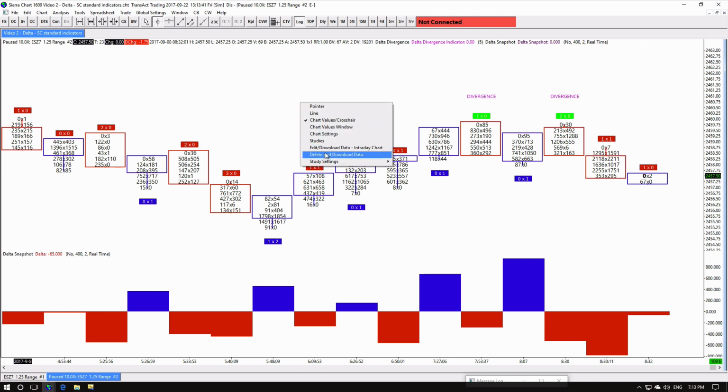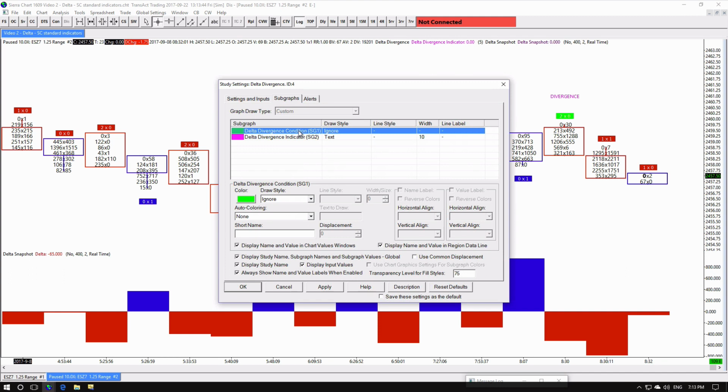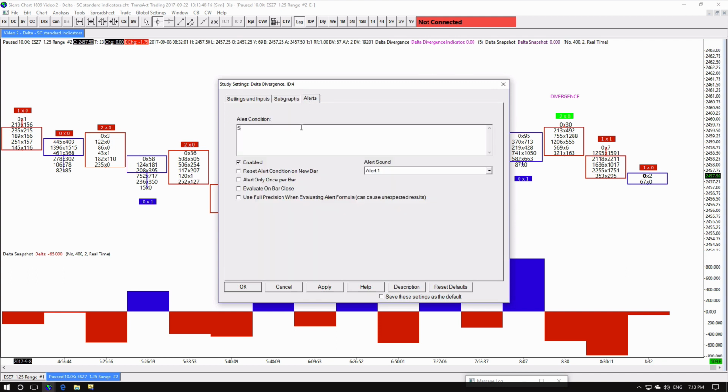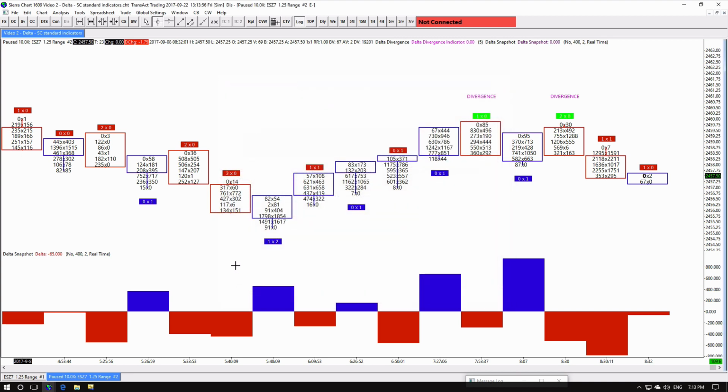We can also set up an alert for a delta divergence condition. Within this study, the delta divergence condition subgraph will evaluate to -1 for a bearish delta divergence or +1 for a bullish delta divergence. So we can enter a simple formula into the study alerts tab, and then Sierra Chart will alert us when we have a delta divergence situation.